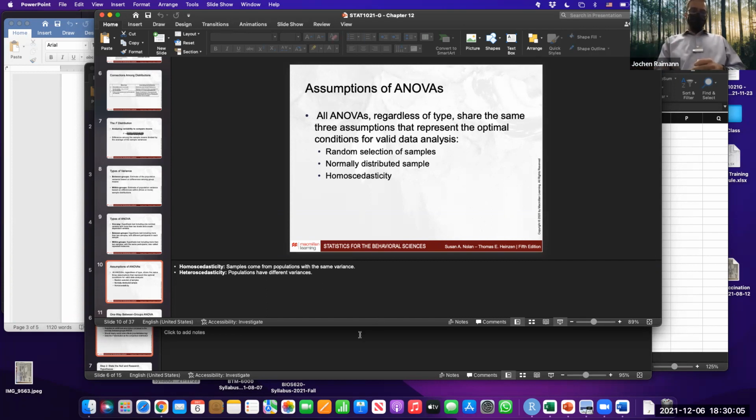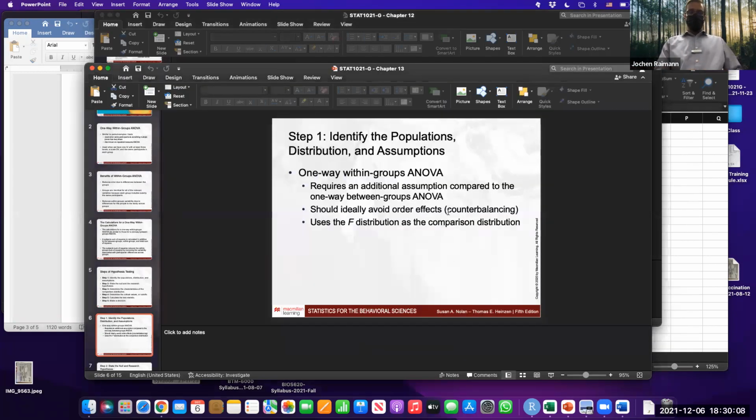In addition to that, for the within groups ANOVA, the order in which the conditions were met by each subject must not be in any way systematic, so that there's not an order effect. You remember when we talked about the order effect? It is where the order in which you actually meet each of these conditions plays a role in your rating or in your actual outcome, in your scale variable.